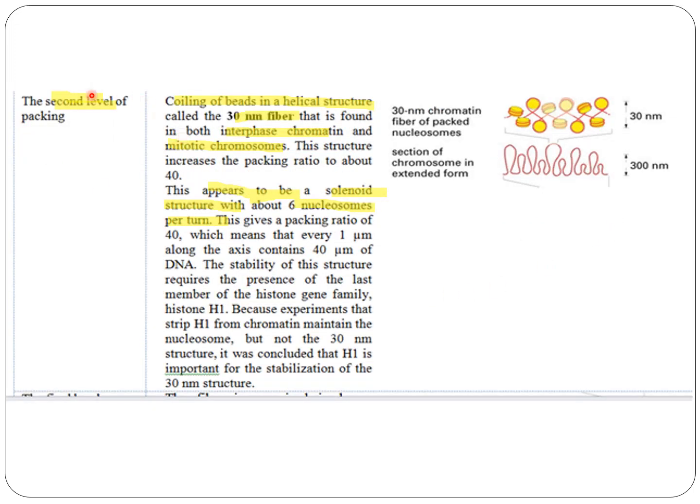The second level of packing, in this level we can see that there is coiling of beads in a helical structure. This appears to be around 30 nanometers and it is seen during interphase chromatin and in the mitotic chromosomes. These are called solenoid structures, and this part is enlarged and shown here. Here this region contains about 6 nucleosomes per turn, and this consists of the nucleosomes which will be around 300 nanometers.